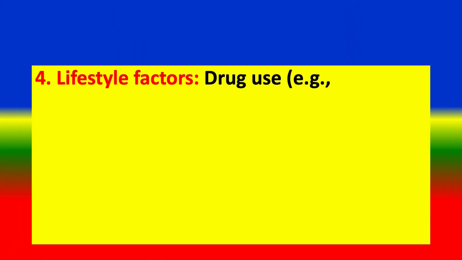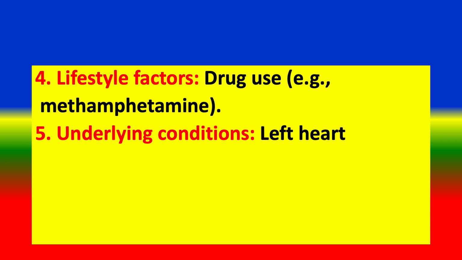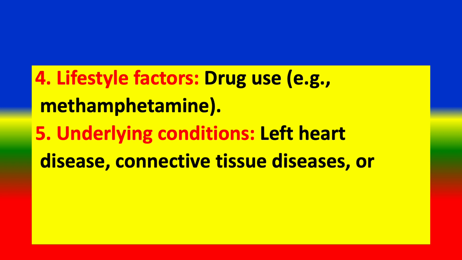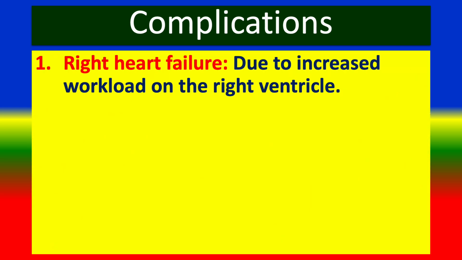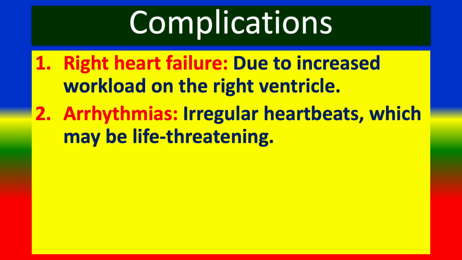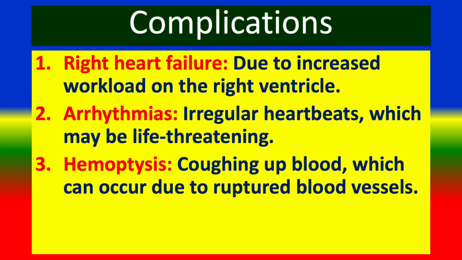4. Lifestyle factors, drug use, for example methamphetamine. 5. Underlying conditions, left heart disease, connective tissue diseases, or chronic lung diseases. Complications. 1. Right heart failure due to increased workload on the right ventricle. 2. Arrhythmias, irregular heartbeats which may be life-threatening. 3. Hemoptysis, coughing up blood which can occur due to ruptured blood vessels.